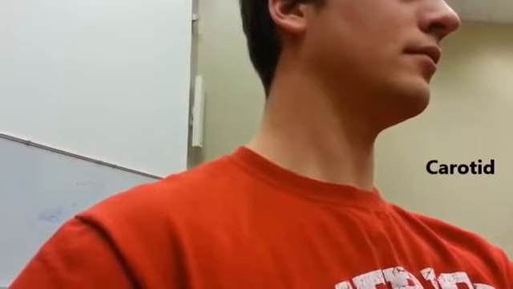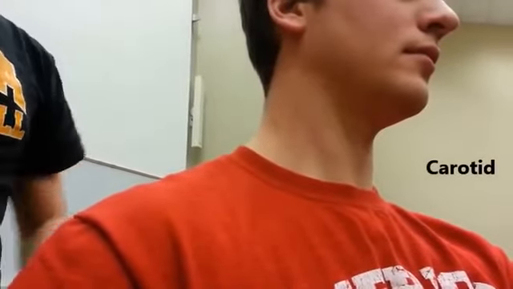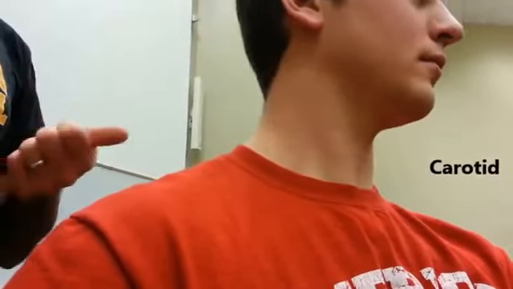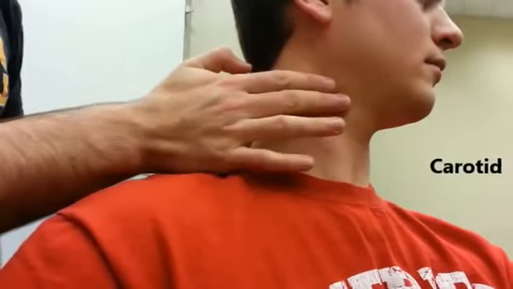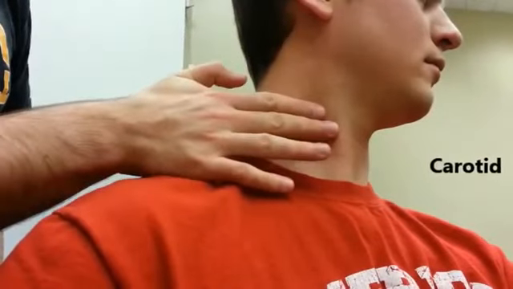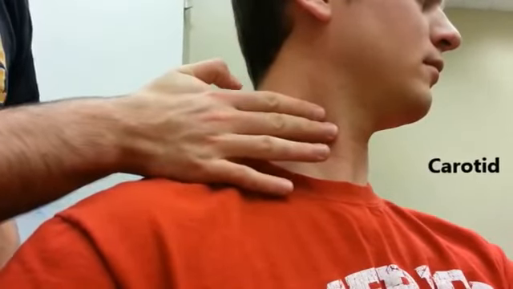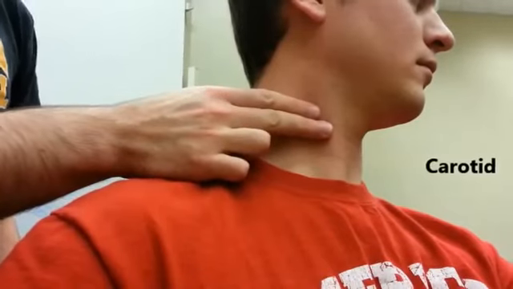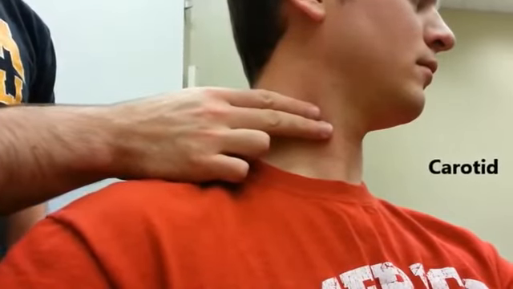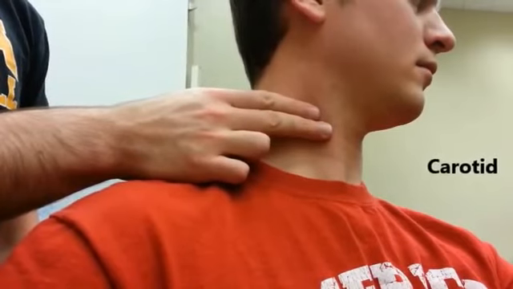To find the carotid pulse, I'm going to ask the patient to look away from the side that I'm going to be testing. So in this case, the patient will look to their left, and I'll test for the right carotid. I'll be placing my fingers next to the sternocleidomastoid and feeling for the pulse. Since the carotid pulse is so close to the heart, it's typically going to be one of your stronger pulses that you'll find.